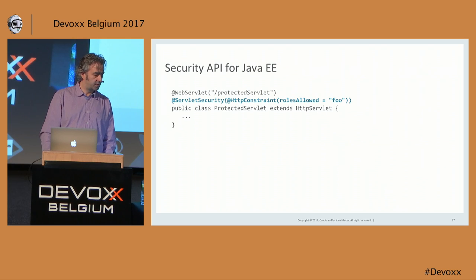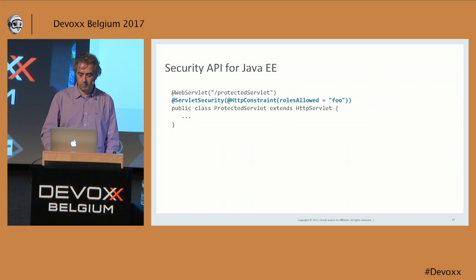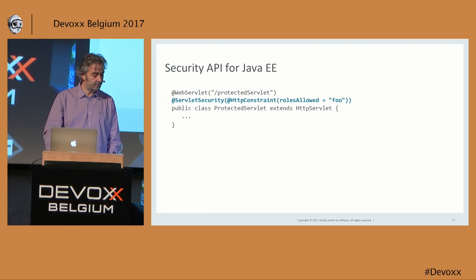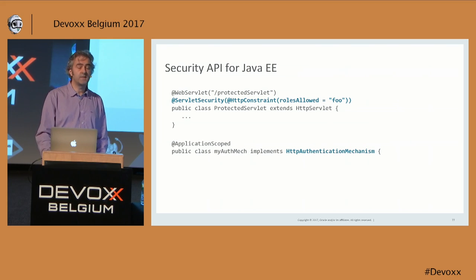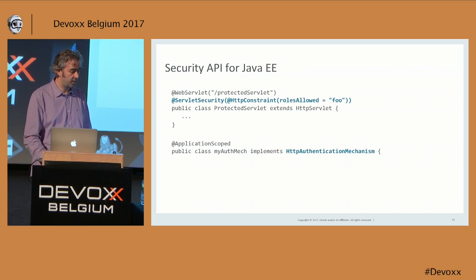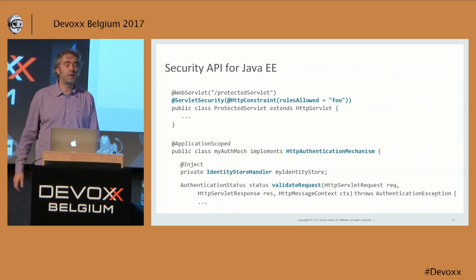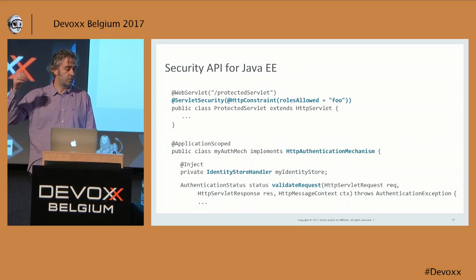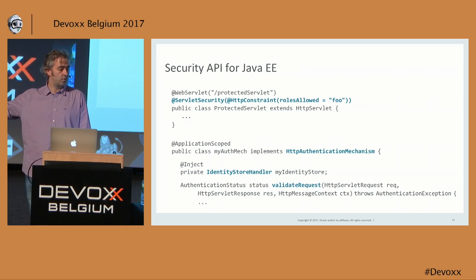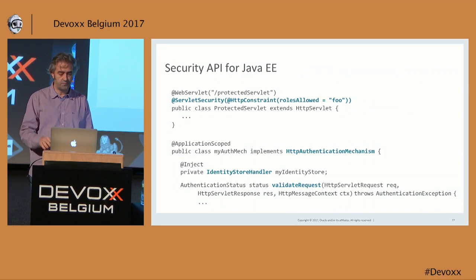So if we put that into perspective, we have a servlet that we want to secure. In this case, we only want to allow the user in role foo to access that servlet. So in this case, I'm passing it a custom HTTP authentication mechanism. So it's my own implementation, and I need to make sure that I implement the validate request. And I'm injecting a custom identity store. And this is all it takes to implement a custom HTTP authentication mechanism using a custom identity store. So you see that it's easier than it was before.